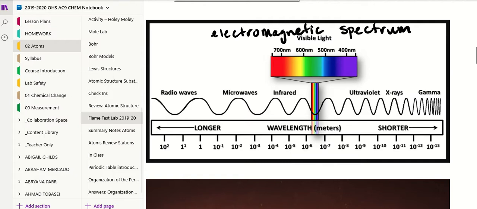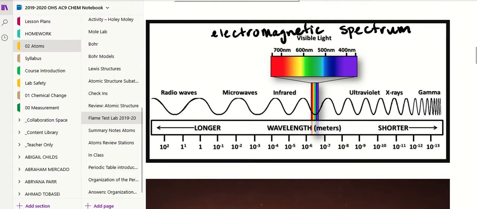So here we are focusing in on the energy of waves. And basically, the higher the energy, the different types of waves you have. The lower the energy, you have various types of waves. Radio waves are your least energetic waves. Gamma rays are your highest energetic waves.